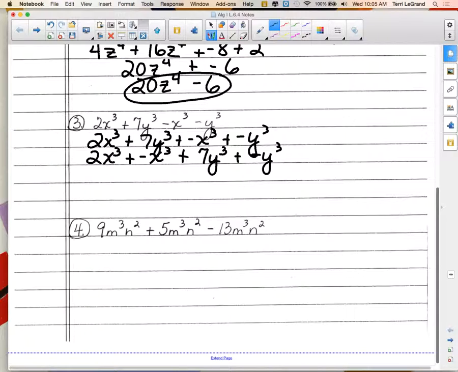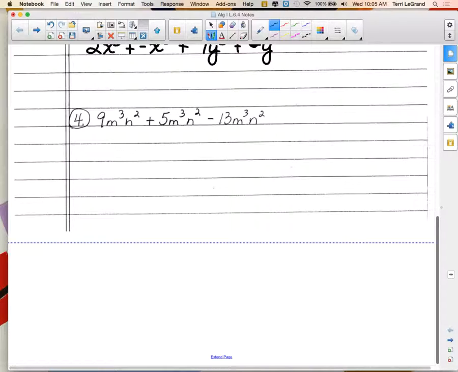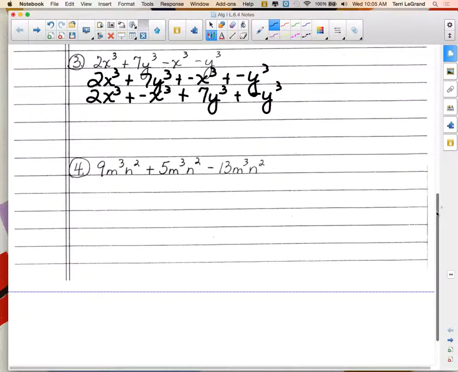And Avery, what's the sum of this one? I don't know. Probably the one we're working on.